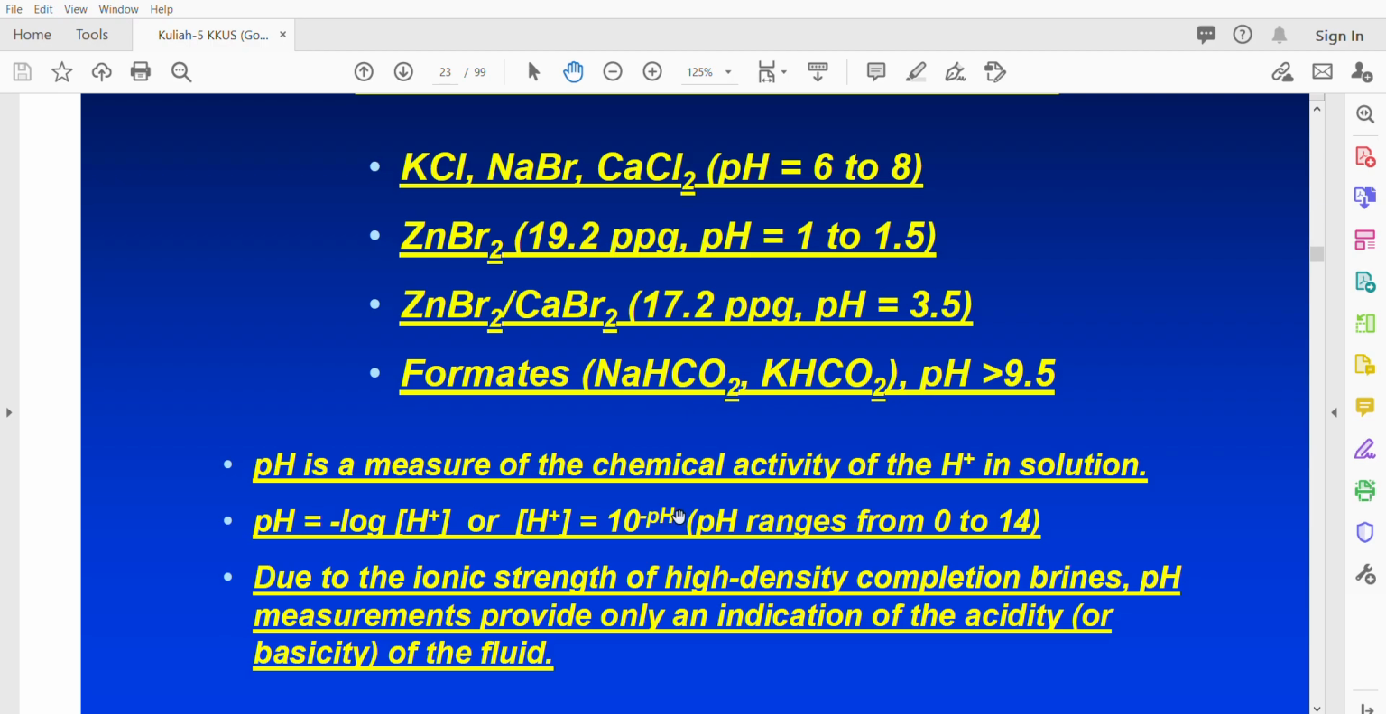So pH is a measure of the chemical activity of H in a solution. The range of the pH is between 0 and 14. Due to the high ionic strength of high density completion brine, pH measurement provides only an indication of the acidity or basicity of the fluid.